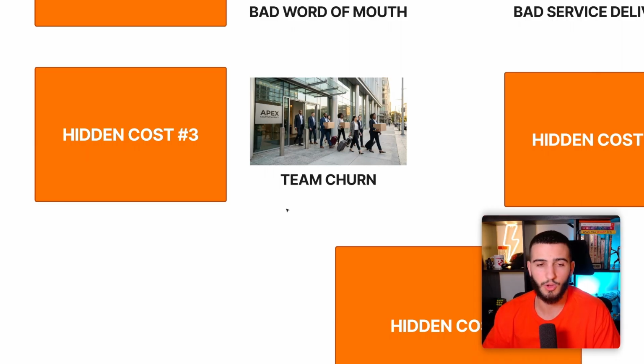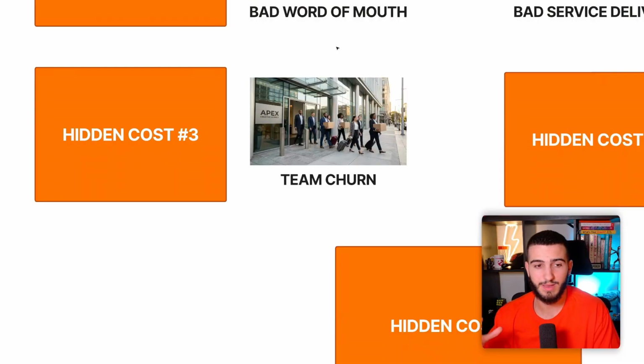This is one of the secret costs of churn that I don't see anyone else talking about. But if you don't fix the churn rate in your agency to give your clients a better experience, the clients are not going to be the only ones leaving you. Your key team members are going to leave you as well. And then from that, you need to spend more money on recruiting. You need to spend more money on training your staff.